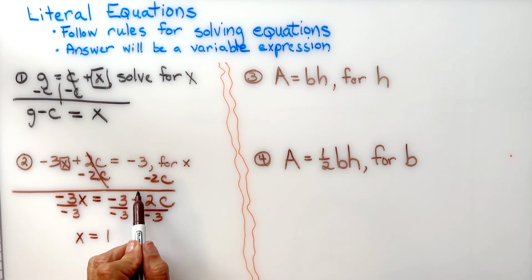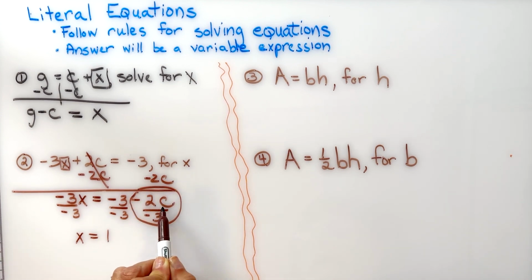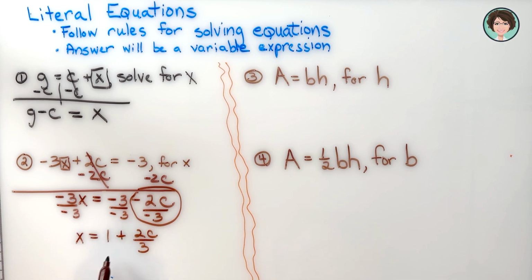Here we have a negative 2c and a negative 3, so it would be plus 2c over 3. That also could have been written where you kept it just all as a 1 fraction, and your answer would have looked like this. Either one is acceptable.